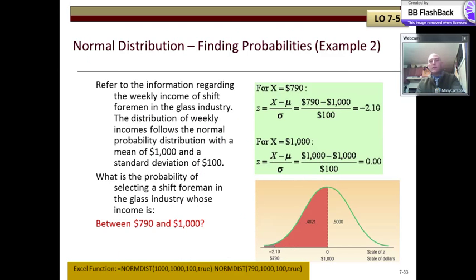So if we wanted to answer that question between $790 and $1,000, that would be this area right here, or 48.21%. We could also use an Excel function here to calculate differences if you were interested in using that. In other words, we took our raw scores, 790 and 1,000, converted them to z-scores. We used those z-scores to find an area, and that area we used to determine the probability that we select someone between 790 and 1,000.